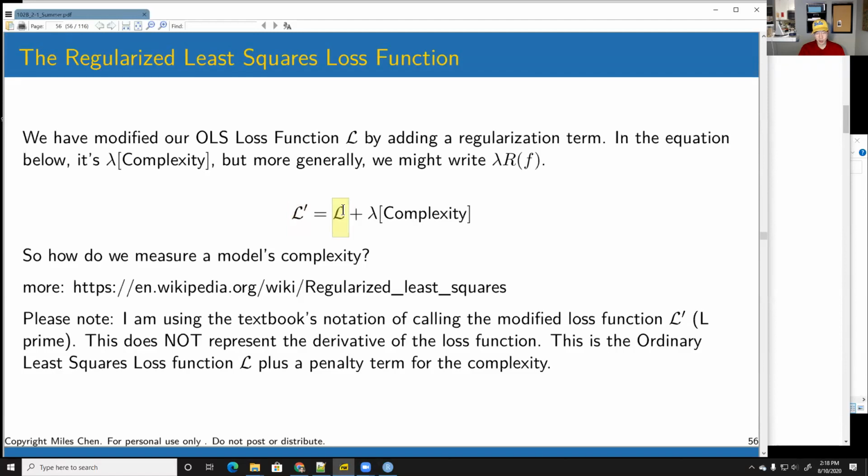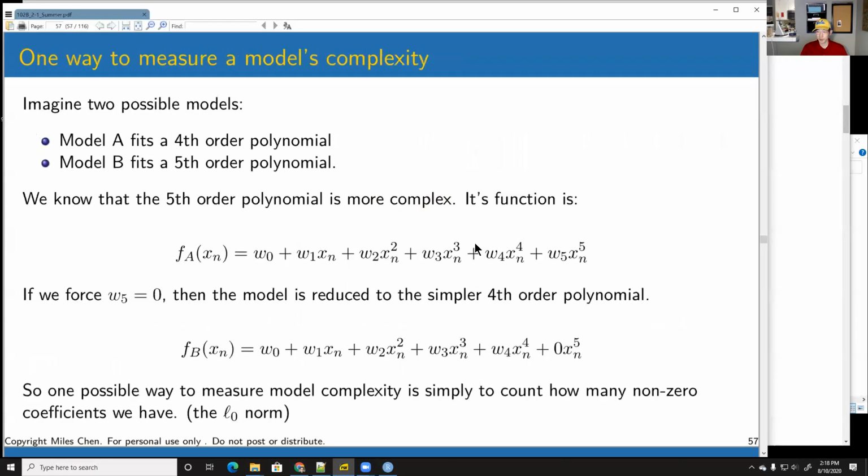It's the sum of the original ordinary least squares loss function, which is the sum of squared errors or mean squared error, plus lambda times a complexity penalty. It's not the derivative. Sometimes that confuses students. All right, so here's one way we can measure a model's complexity.